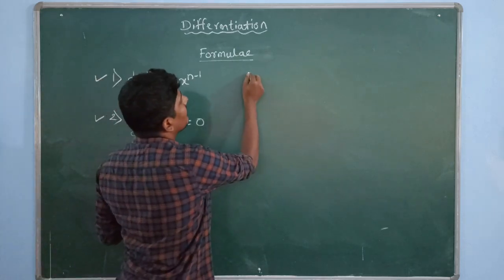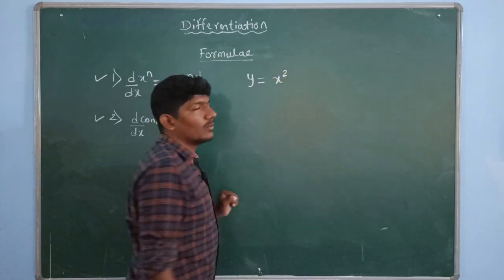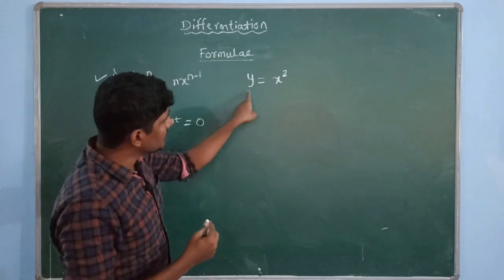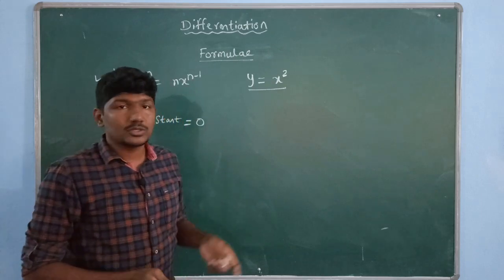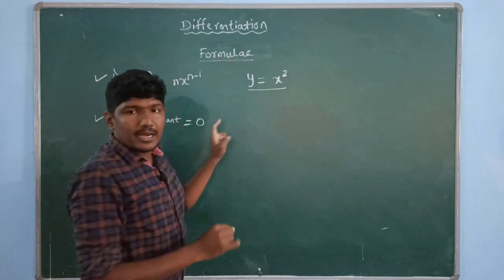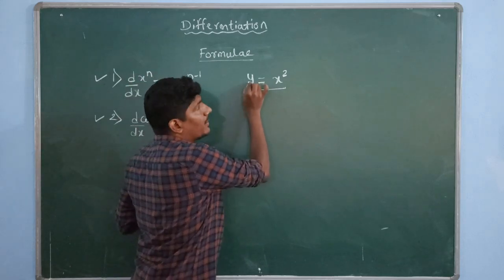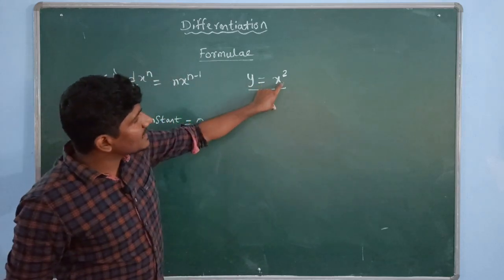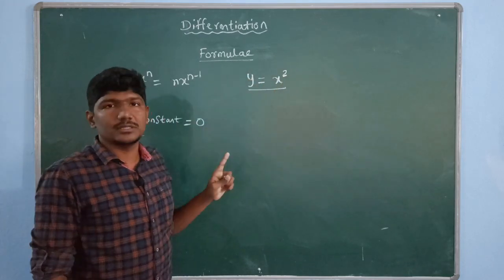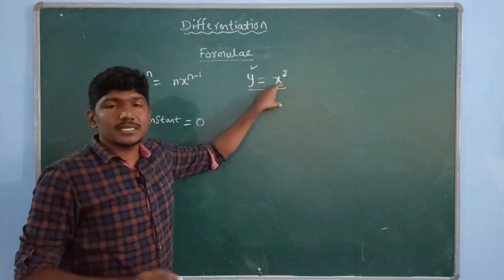Now here we have y equals x square. How to differentiate y equals x square? This is called a function. What is a function? Here we have y, and that equals x square. The meaning is very simple. Y is dependent on x. It means as x changes, the y value also changes. This is called a function. Now y is the dependent quantity, and x is the independent quantity.